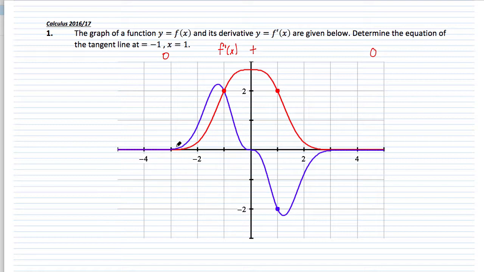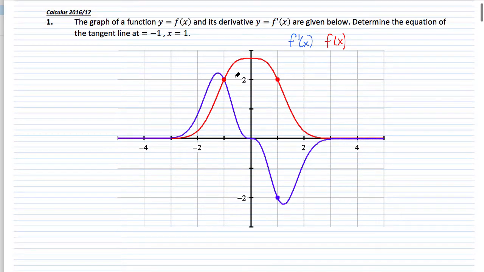So if we take a look at this, it is very obvious that the blue does not have a positive slope throughout. Therefore, it must be the case that the blue is f prime of x, and the red is f of x. Let me write that a little more cleanly. So the red is f of x. So I'm going to go ahead and erase this now that we've decided. So we want to determine the equation of the tangent line at x equals -1 and x equals 1.